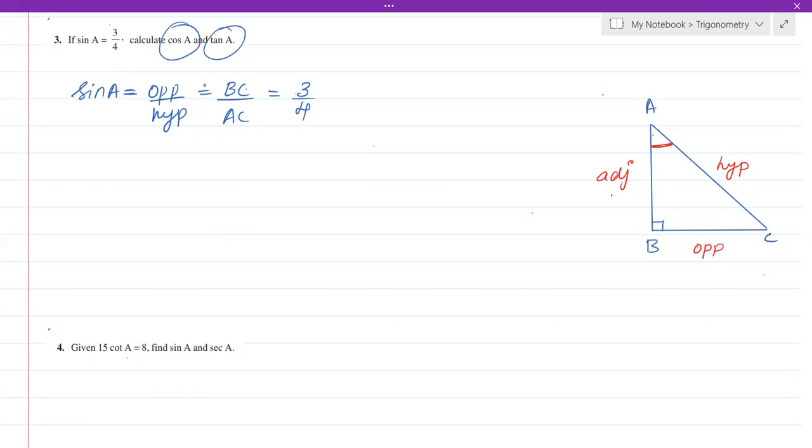Cos A and tan A are what? They are also trigonometric ratios. So we can directly take BC as 3 and AC as 4. But that is not the correct way. First, let's understand what ratios are.